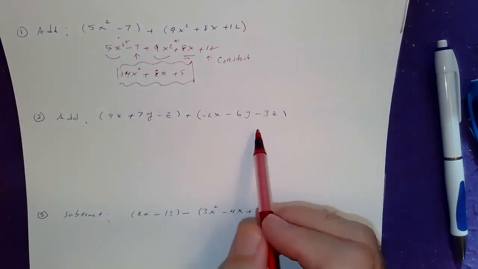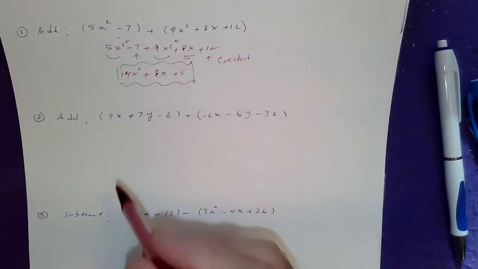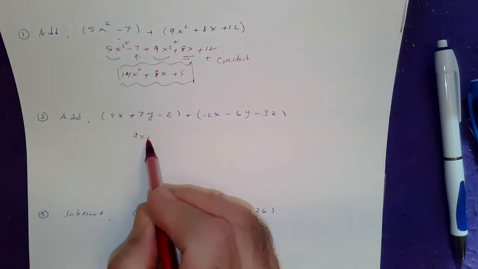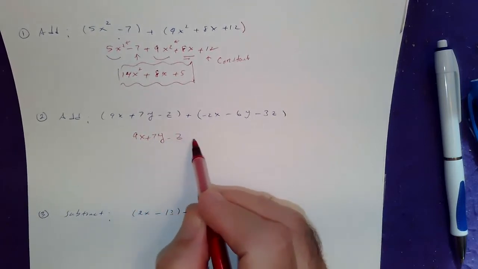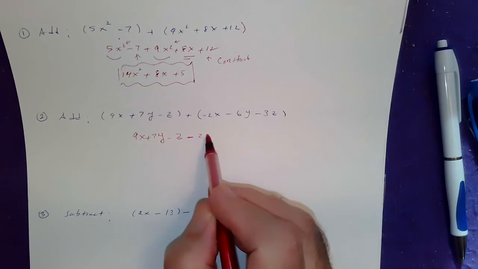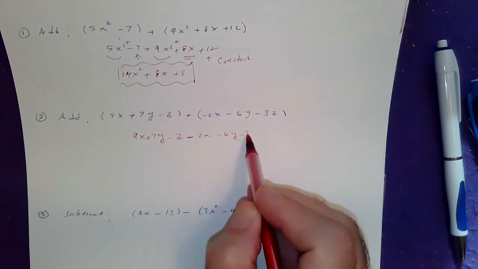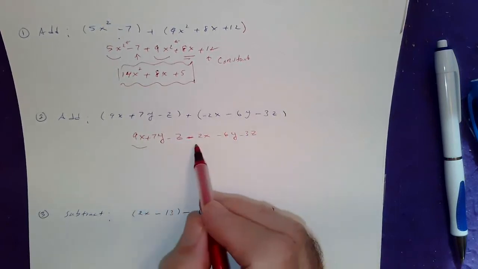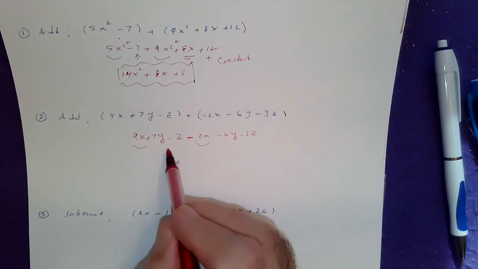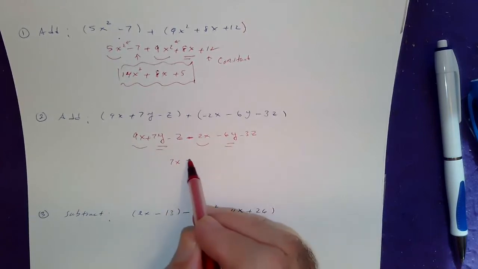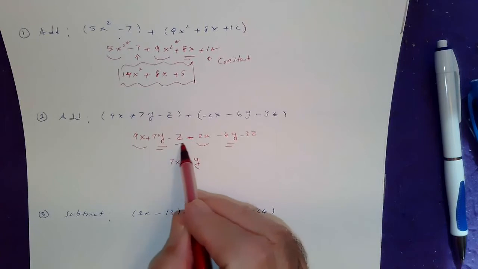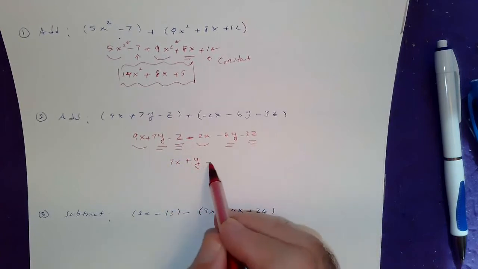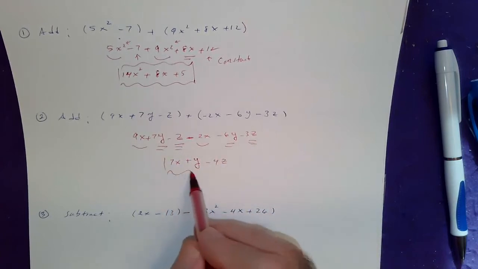Now I have two trinomials, so I'm going to go 9x plus 7y minus z minus 2x minus 6y minus 3z. So these are like terms, so I get 7 of those. These guys are like terms, I get 1 of these. And these guys are like terms, I get negative 4 of those. Do you all see it?